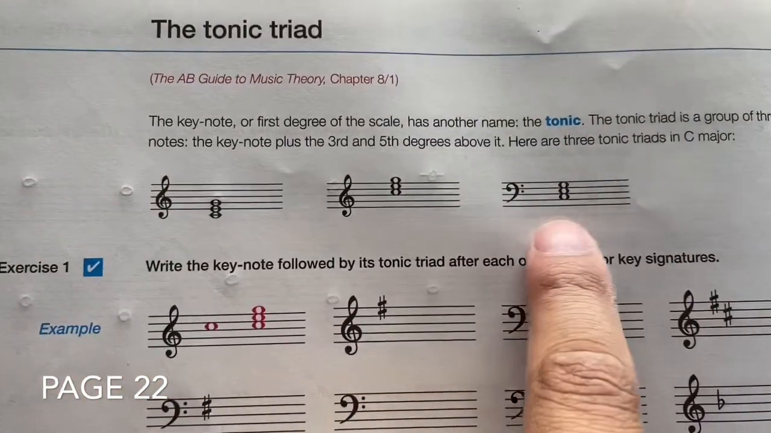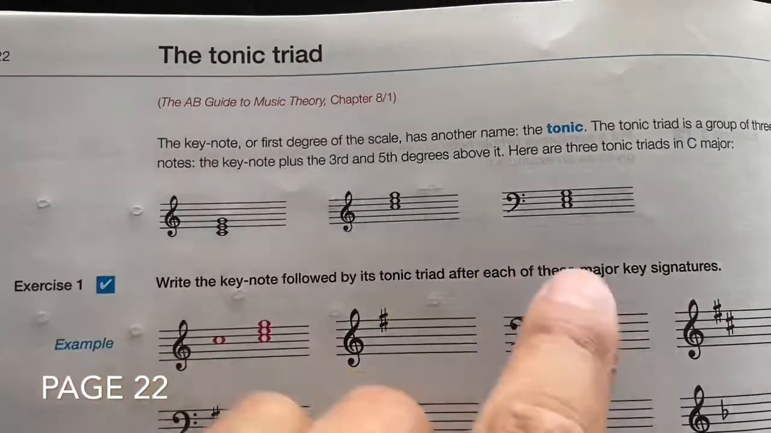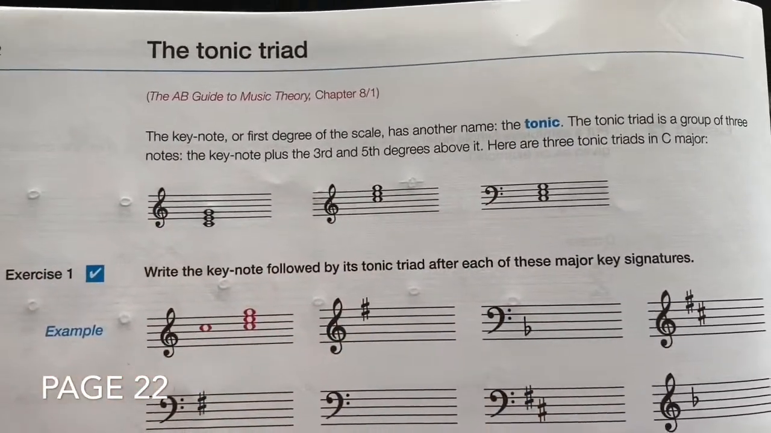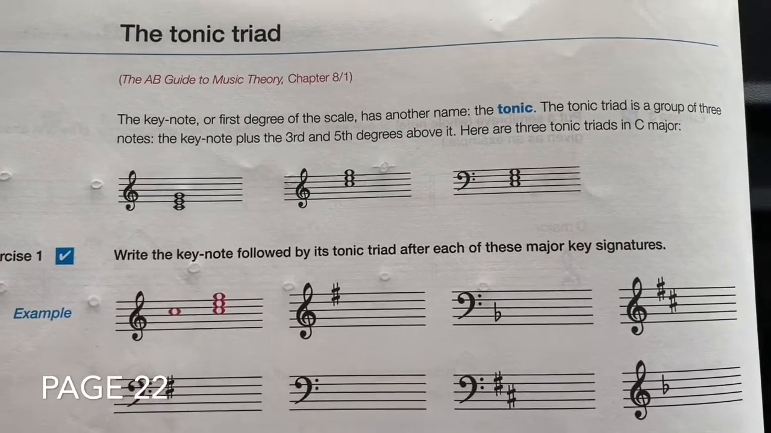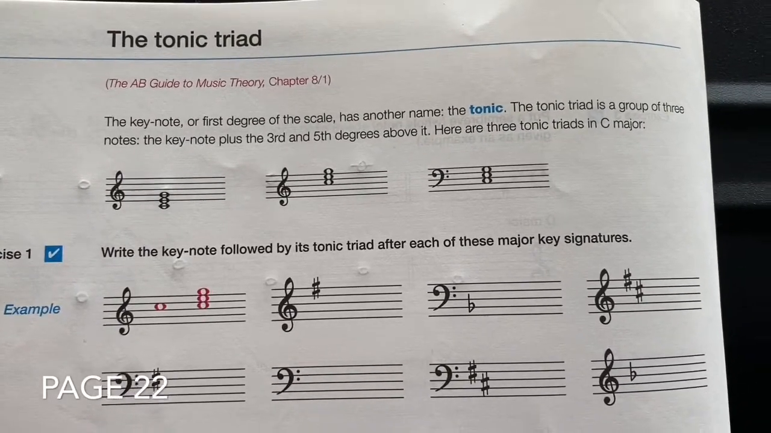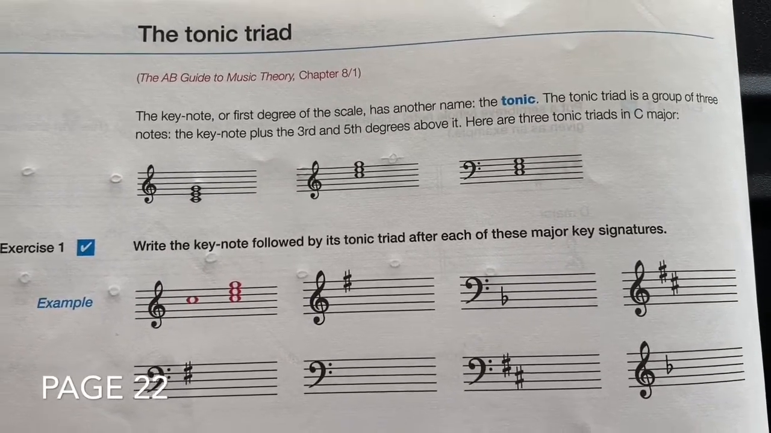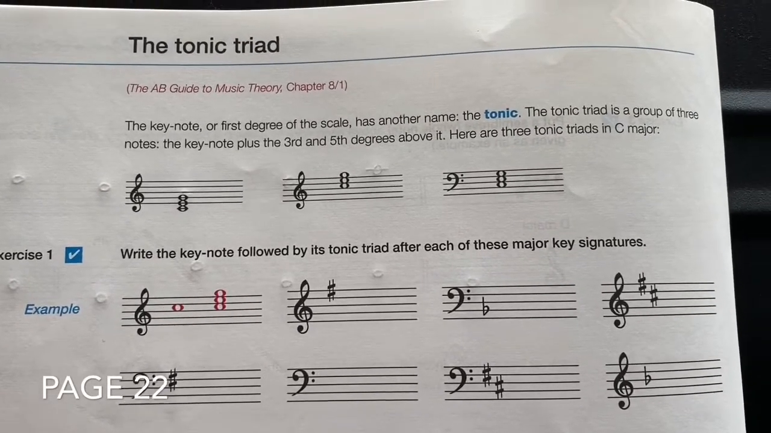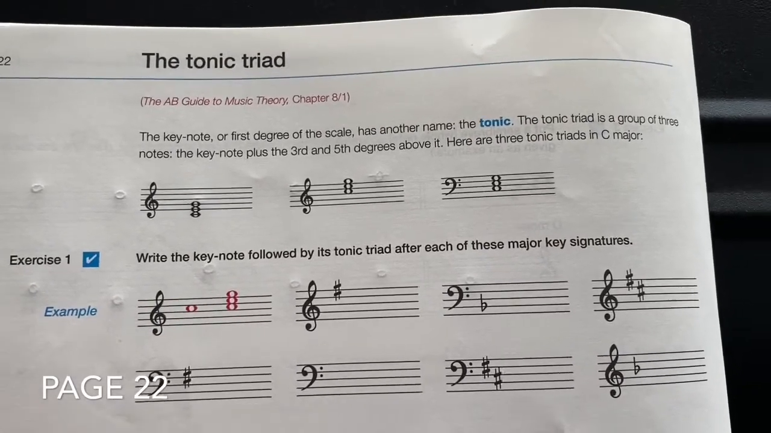And then the third example that we have here, we have it in the bass clef. So the bottom note in this bass clef is the C below middle C, the E above that, and the G above that. So the thing to remember is the tonic triad consists of the first, which is also known as the tonic, the third, and the fifth notes of the scale. You will probably more commonly know them, as I said, as chords. So you'll recognise the sound of them.